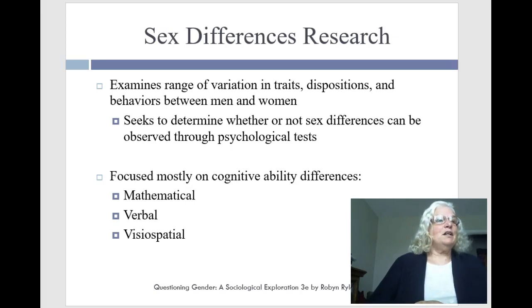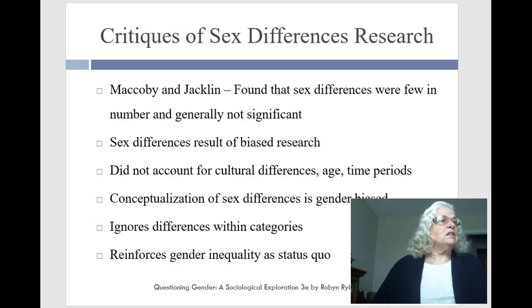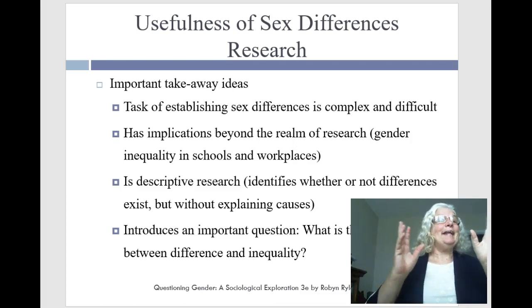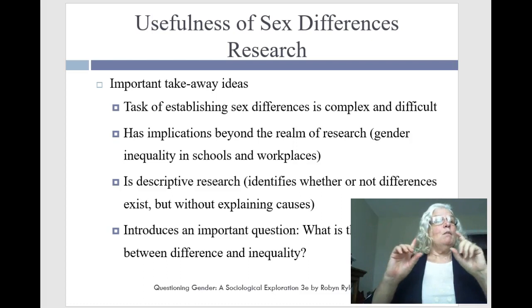It focuses mostly on those cognitive ability differences, and so we look at the difference of how we see things spatially, the mathematical, and the verbal differences. And women are more verbal than men. Remember that we're looking at both sides as we look at sex difference research out there. Then there are critiques that examine the problems with the sex difference research as we start to explore it and the usefulness of it. Okay, as we look at this, there are important ideas to take away here. The task of establishing that sex differences are complex and difficult. They don't always tie together to what we have in our thought processes, and they are not the same for every person. But again, we're looking at the largest majority compared to the largest majority.